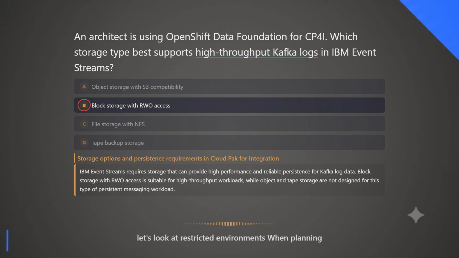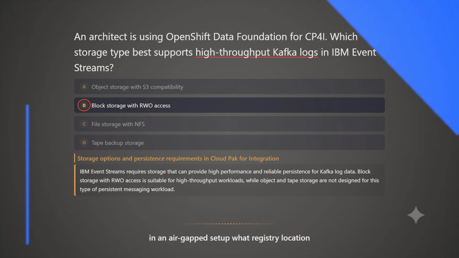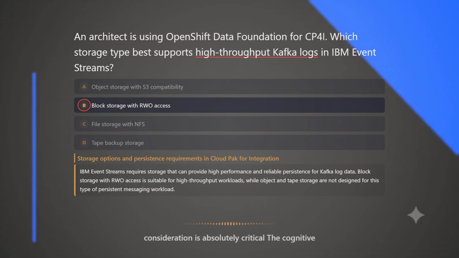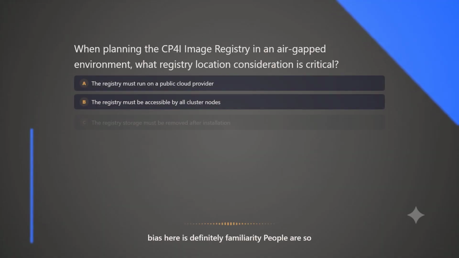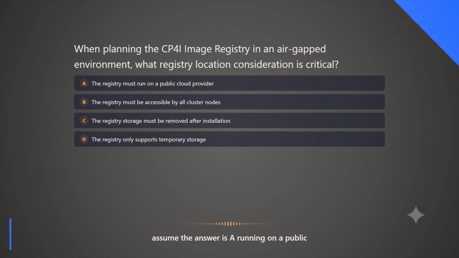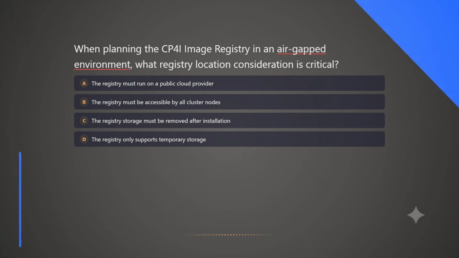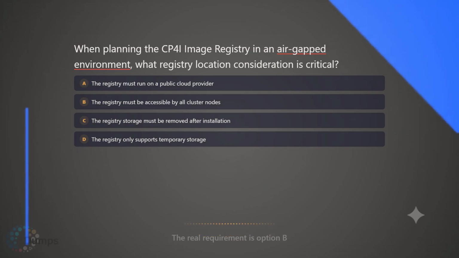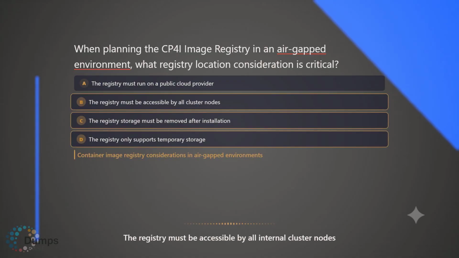Speaking of infrastructure, let's look at restricted environments. When planning the Cloud Pak for Integration Image Registry in an air-gapped setup, what registry location consideration is absolutely critical? The cognitive bias here is definitely familiarity. People are so used to AWS or Azure that they just assume the answer is A, running on a public cloud provider. But air-gapped literally means it is physically disconnected from the outside internet. I know, so public cloud is entirely out of reach. The real requirement is option B. The registry must be accessible by all internal cluster nodes.